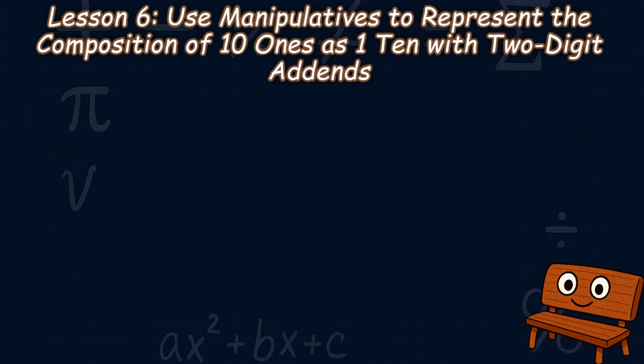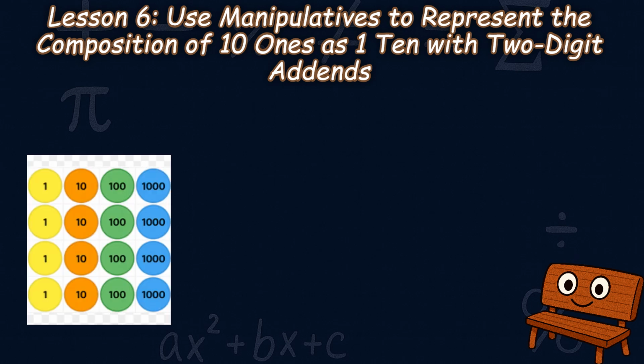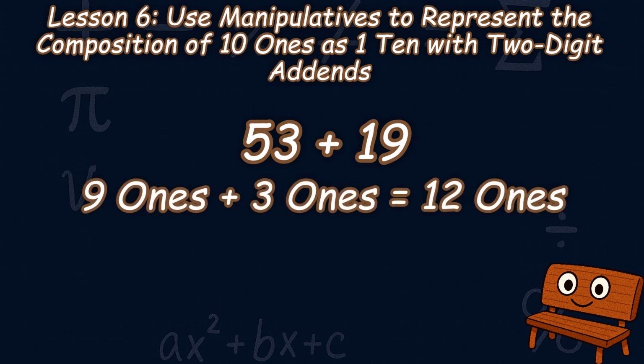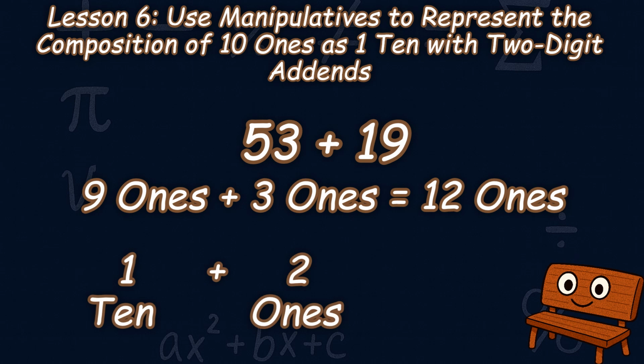On Thursday, we have Lesson 6, use manipulatives to represent the composition of 10 ones as 1 ten with 2-digit addends. Lesson 6 focuses on regrouping when our ones add up to more than 10. Students use place value disks or charts to represent problems like 53 plus 19. When they see that 9 ones and 3 ones make 12, they regroup 10 ones into 1 ten, leaving 2 ones. This helps students visualize the process of bundling and why we carry over a new 10 when we add larger numbers.